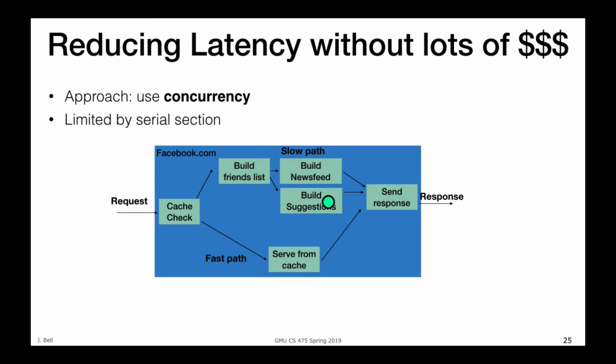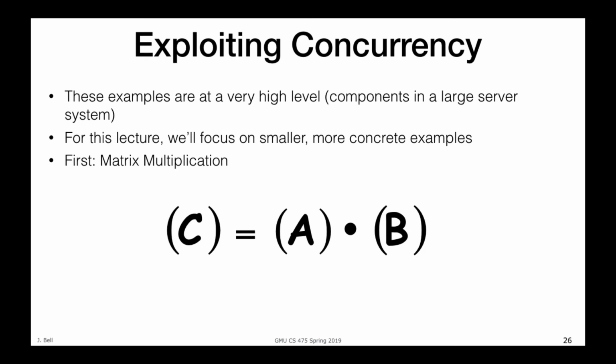So we make it a faster latency now because we can build the newsfeed at the same time as building the suggestions. But we still have to build the friends list maybe before we can make the newsfeed and before we can make the suggestions. So because of that, we still have this limitation. We can't get to the perfect time. So these examples are at a very high level, right? We're looking at components and some big server system, kind of playing it a little fast and loose there.